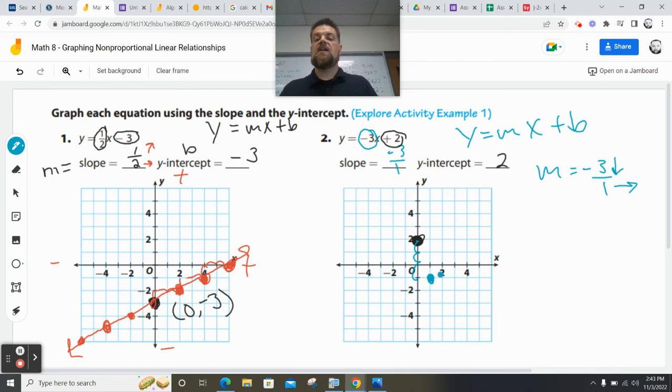What can I do to get to the next point? Go down 1, 2, 3, over 1. That's the next point. And I could go up 3, right? 1, 2, 3, and then this way 1, right? And then I just connect the dots. That's my graph.